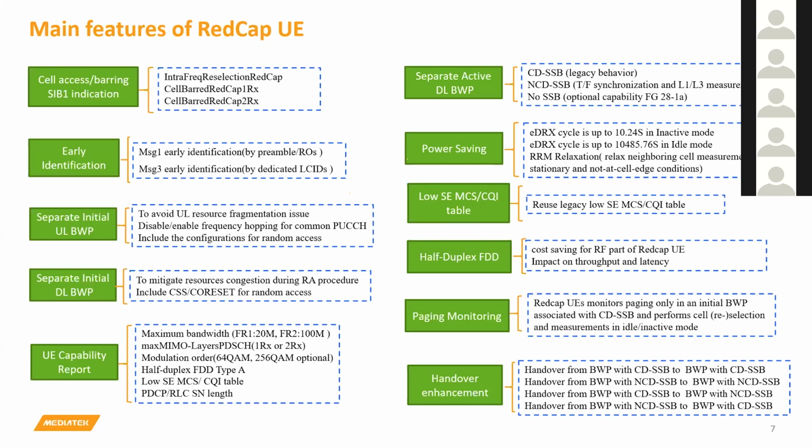For paging reception, RedCap UE monitors paging only in the initial BWP associated with CD-SSB in idle mode. Upon access, RedCap UE will switch to the separate initial BWP to perform random access.